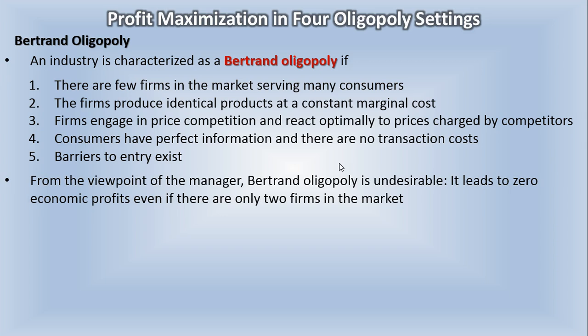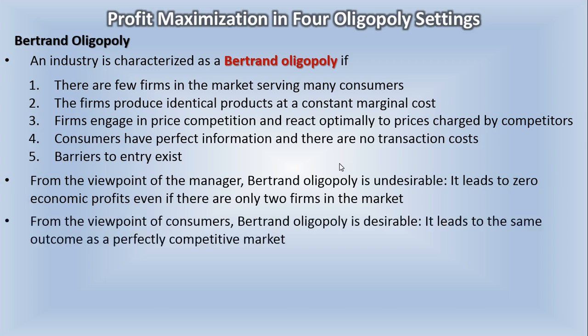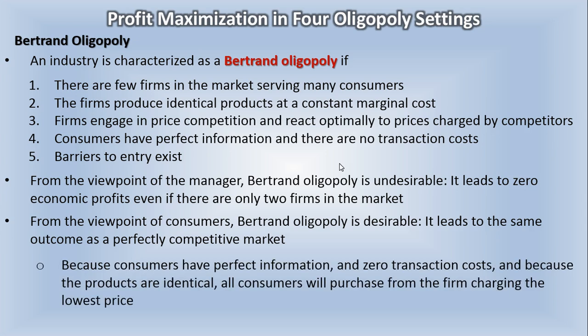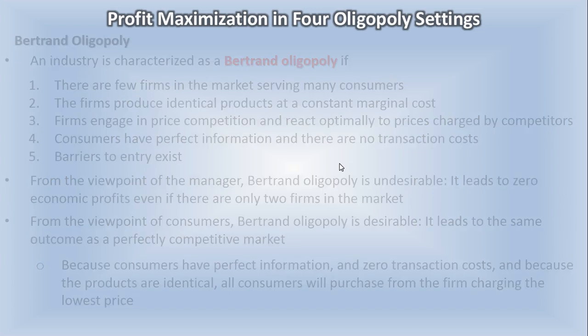It leads to zero economic profits, even if there are only two firms in the market. From the point of view of consumers, Bertrand oligopoly is desirable. It leads to the same outcome as a perfectly competitive market. Because consumers have perfect information and there are zero transaction costs, and because the products are identical, all consumers will purchase from the firm charging the lowest price.